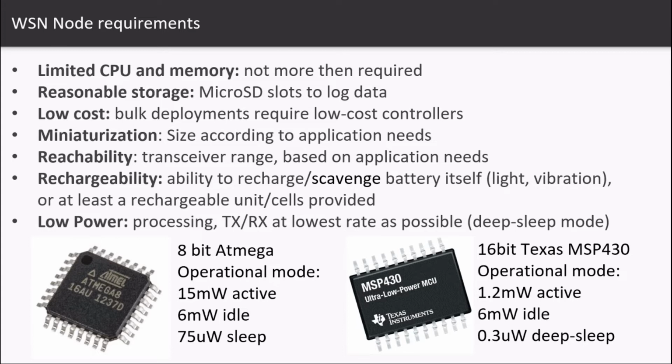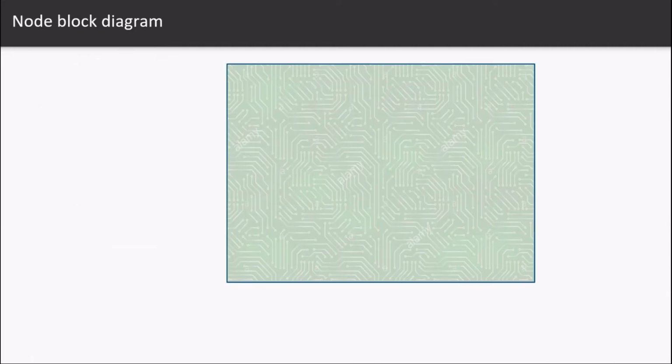And the power consumptions, as you can see, for both of these microcontrollers in three different states are quite different, and keeping them in active state consumes much more power as compared to keeping them in the sleep mode state or deep sleep state. So now let us look at the node block diagram.